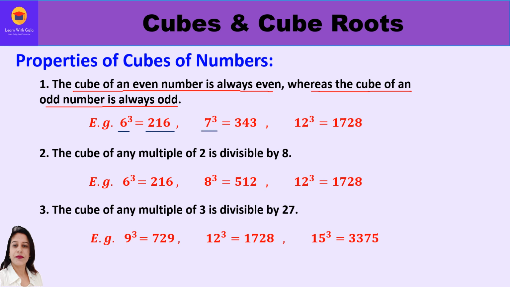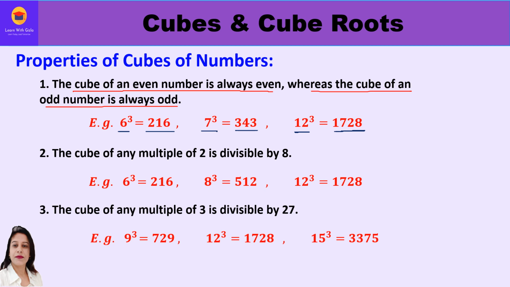7 is an odd number. 7 cube is 343, which is an odd number. 12 is an even number, we shall get 1728, which is an even number. So we can say the cube of an even number is always even, whereas the cube of an odd number is always odd.